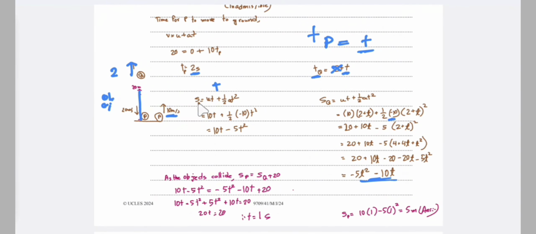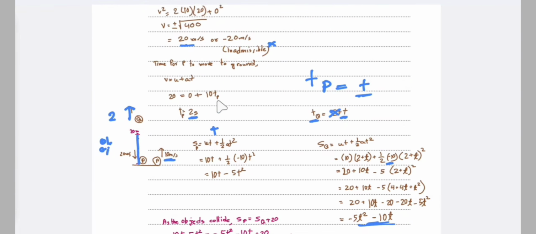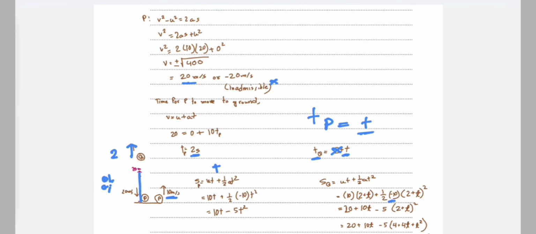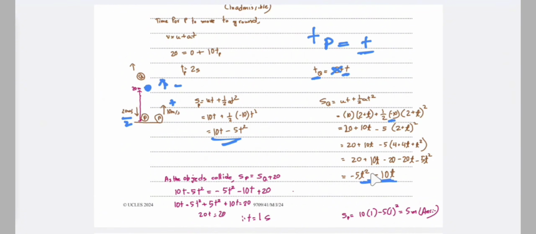So SP is equal to ut plus half a t square. What is the initial speed of P? P from the 20 meter height took 2 seconds to reach the ground. Then after reaching the ground, its speed is divided by 2. So 20 divided by 2, that is 10 meter per second, moving upward. So the initial speed is 10 meter per second, and the time is t for the next collision. Since it is moving upward, the acceleration is negative, so ut plus half a t square. This is the distance traveled by P, and this is the distance traveled by Q.